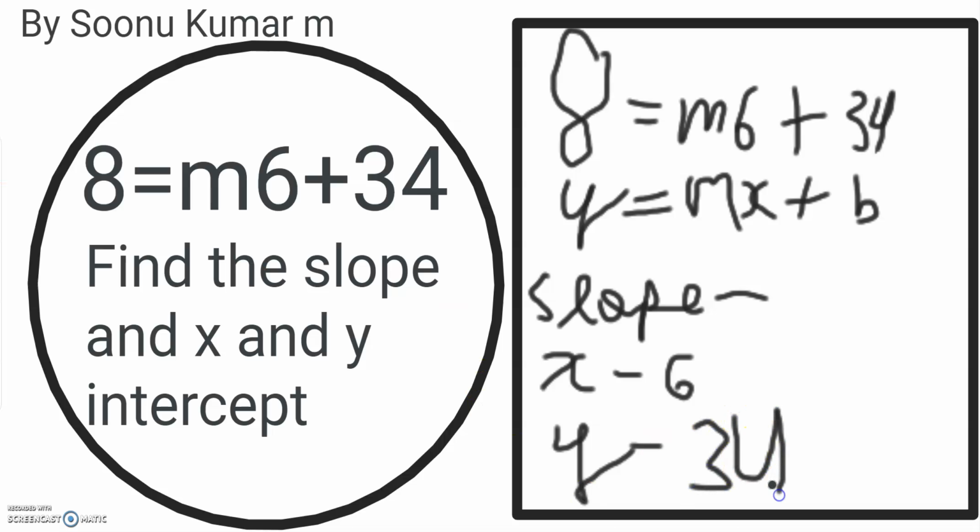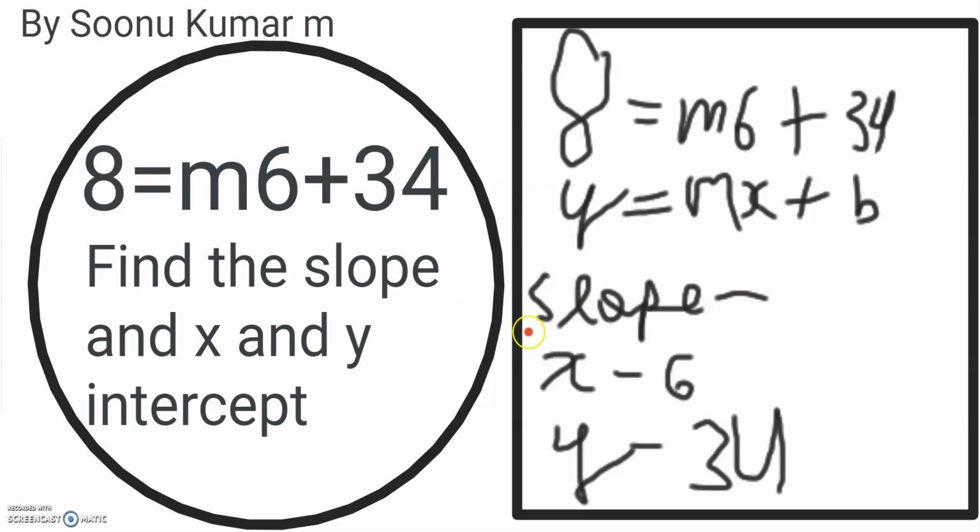Y as 34. Now what is the slope? Slope is always m. Here what will be the m? Here you have to solve the equation and find out m. How do we find out m? m will be equal to 8 minus 34 by 6. Got it? 8 minus 34 by 6. If you do, you get the correct answer. This is how you solve this question.